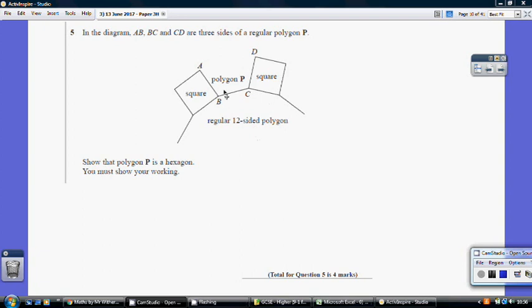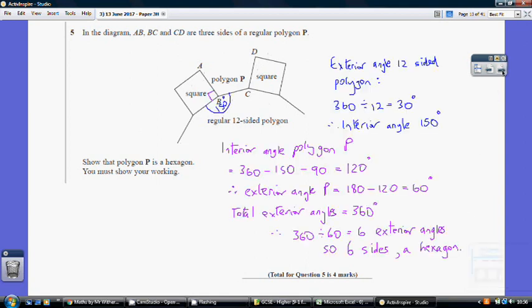Question 5. We're being asked to show that polygon P, this shape in here, is a regular hexagon, so a regular 6-sided shape. So let's work our way around this. We know that we've got a 12-sided regular polygon here.